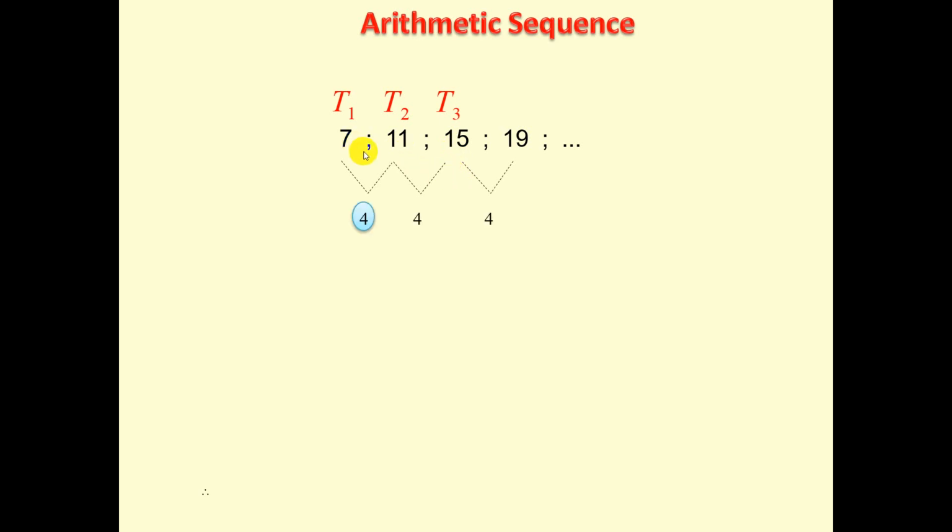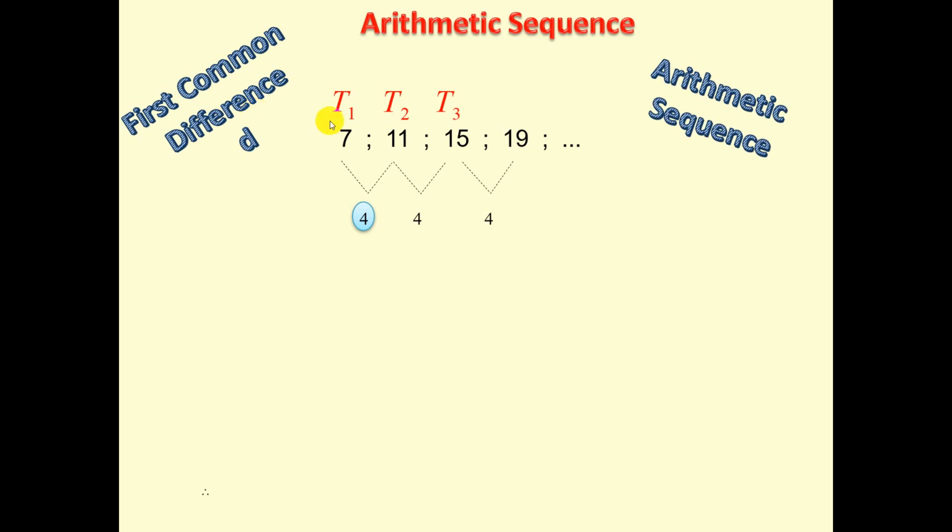11 minus 7, 4. 15 minus 11, 4. 19 minus 15, 4. So we notice we have a first common difference, which we're going to call D. And if we have a first common difference, we can now conclude that this sequence is arithmetic. We can call it an arithmetic sequence or a progression. In short terms, I'm going to refer to this as an AP, arithmetic progression.